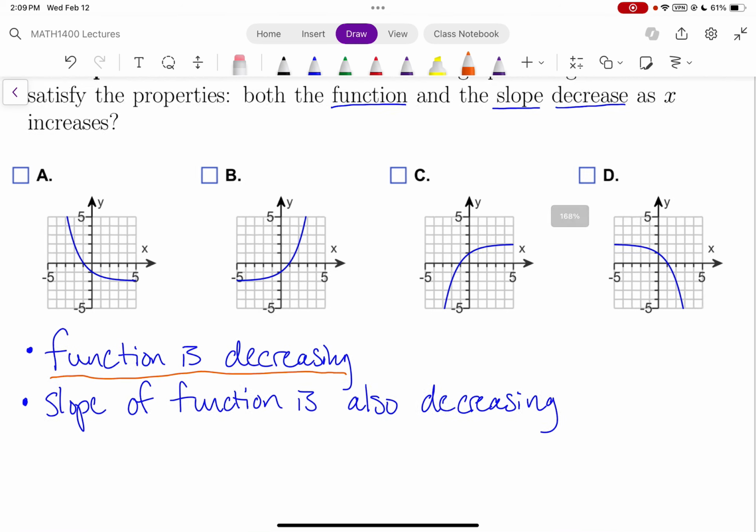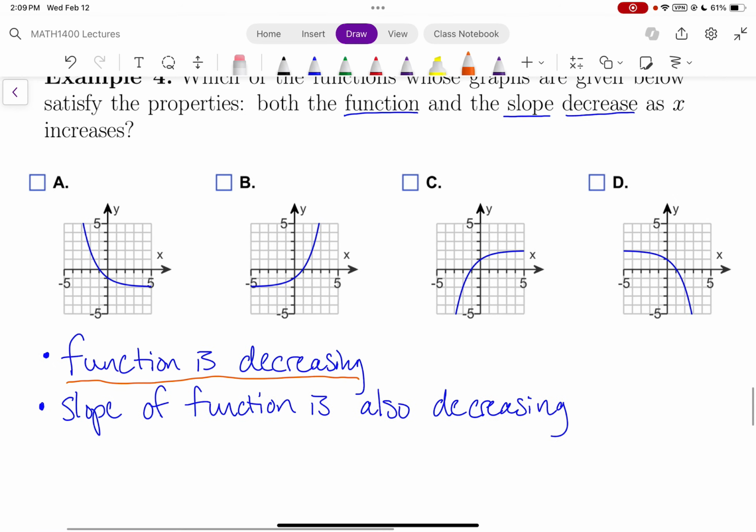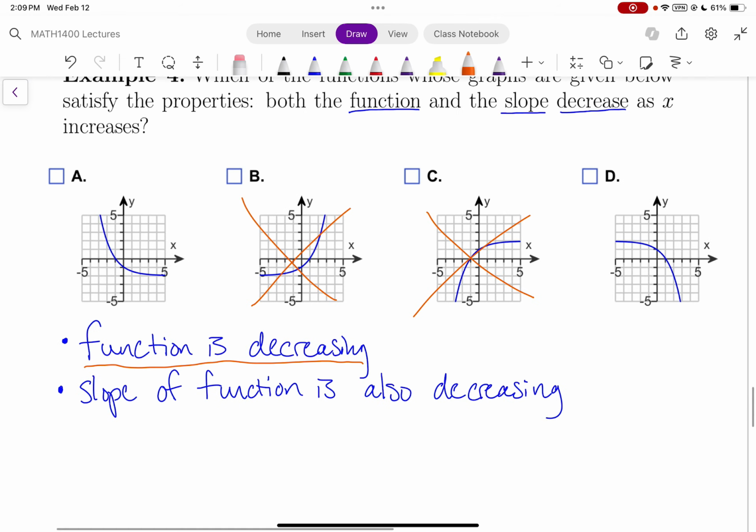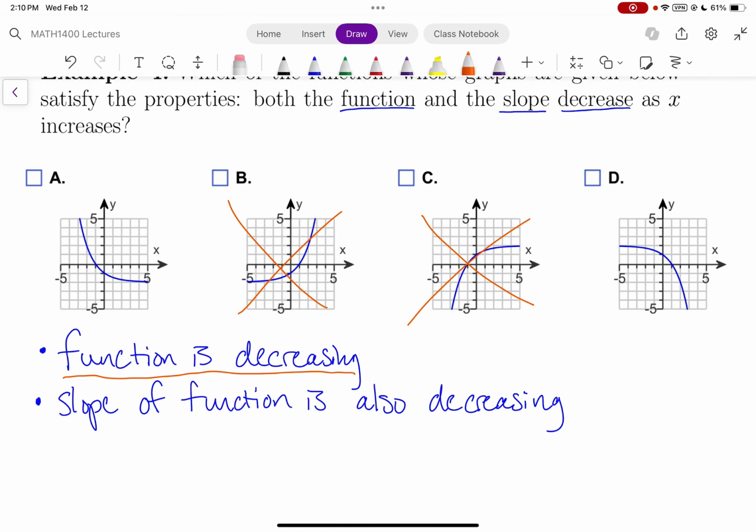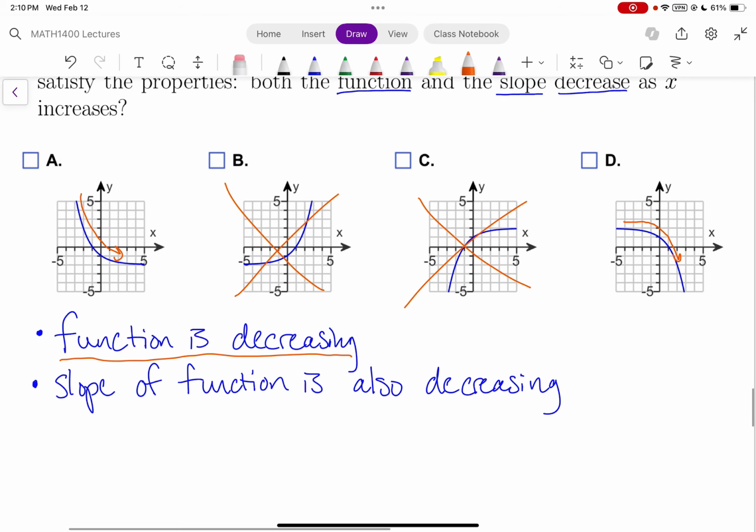So if I look at both B and C, the two in the middle, on both of those, if we go from left to right, we're going up, right? We're increasing there. So it's neither of those. So we have A and D left. On both of these, from left to right, we are decreasing, right? This is like you're sliding down a hill. This is also like you're sliding down a hill. It just looks a little bit different. So the question is now, on which of these is the slope of the function decreasing?